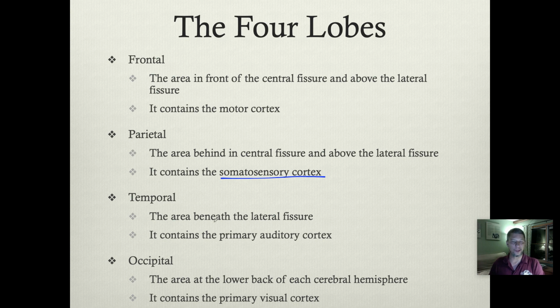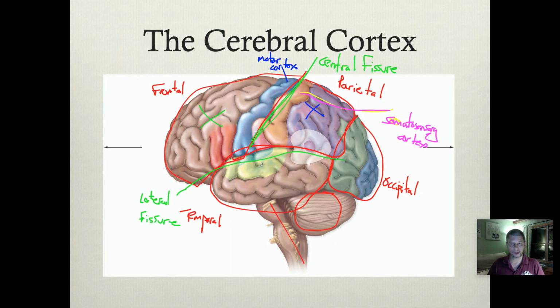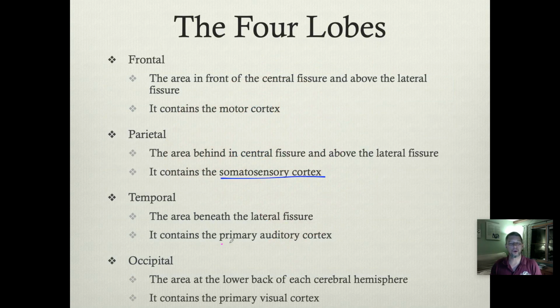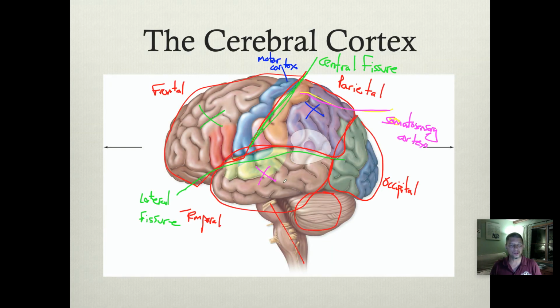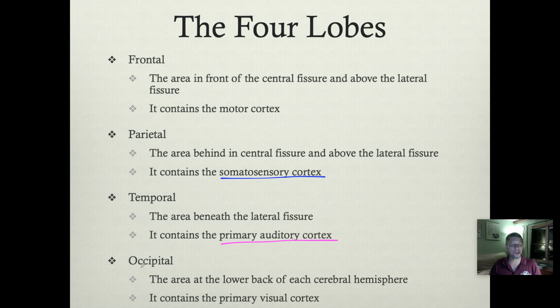The temporal lobe is the area beneath the lateral fissure. So it's this area in here, and it contains what we call the primary auditory cortex. So auditory refers to your ears, hearing, right? And if you think about that, it kind of makes sense because what's right outside your skull, outside of the temporal lobe? Your ears. Okay?